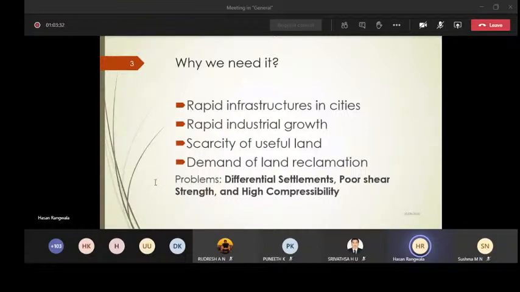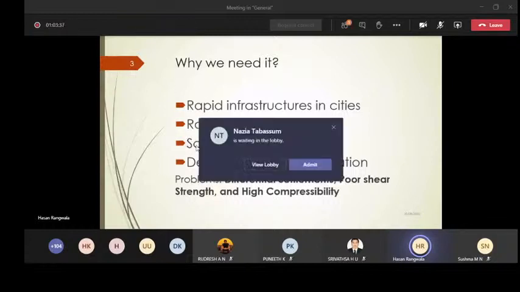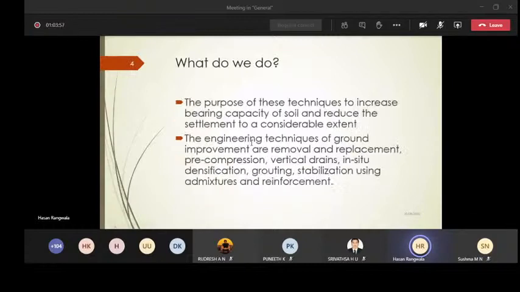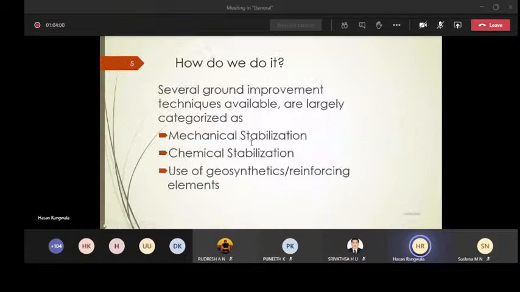So if I can address my shear strength, if I can address my settlement, if I can address the compressibility, then I can give a proper ground improvement method for the given project. Okay. Now we move further with how and what we do.